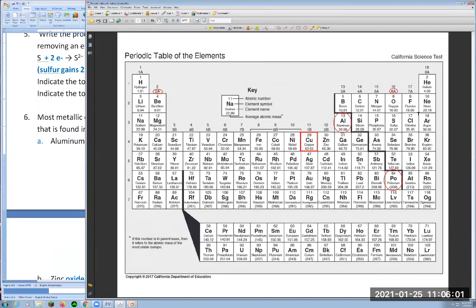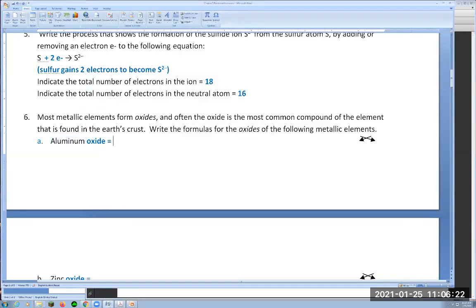Aluminum is in group 3A, right? It's a metal. So we know that group 3A metals are predictable ions, and the group number is the number of charge. So aluminum makes typically the aluminum 3+ ion. So we know that we have aluminum 3+ for the cation.